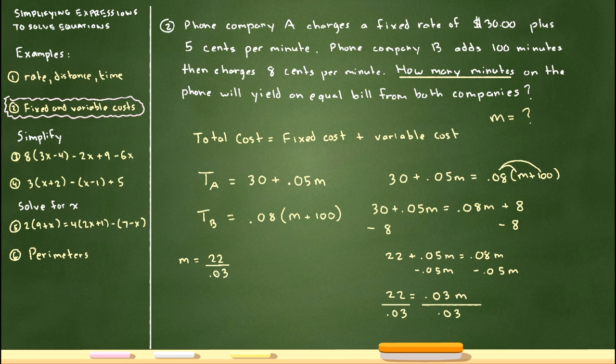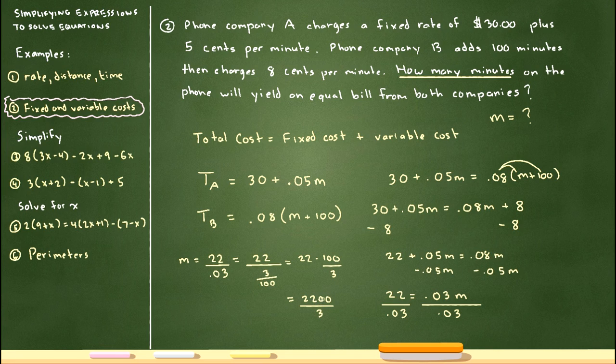Well, let's see. So if I want to do this division here, what are we going to get? So we get 22 divided by, now 0.03 is 3 over 100. Okay, so 22 divided by this fraction here. Instead of dividing by a fraction, I want to multiply by the reciprocal. So this is 22 times 100 over 3. And that's equal to 2200 divided by 3.